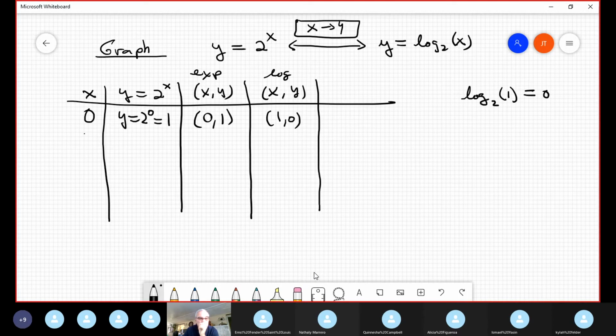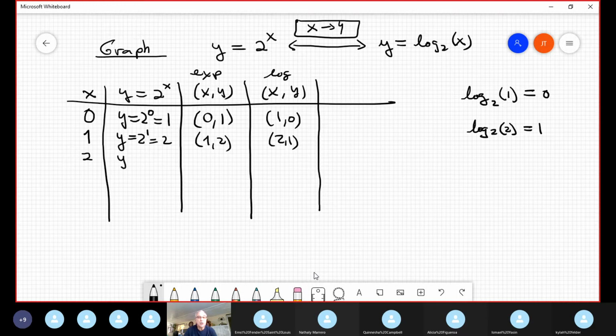Suppose now x is 1. y is equal to 2 to the 1 power, it's just 2. And the point is (1, 2). The corresponding logarithmic point should be (2, 1), because the only thing you should do is interchange x and y. And this is logical because logarithm base 2 of 2 is 1. Look at that: this is x, the number inside the argument, and the answer is 1.